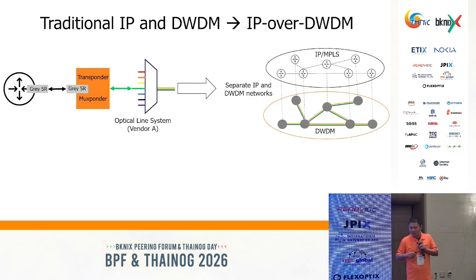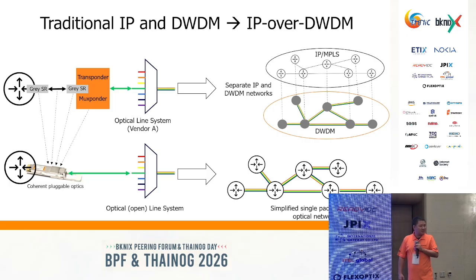So what's the promise? This is what we do typically at the moment, right? You have a very expensive piece of item called the transponder, which hands over a gray to your router or switch, and that's carried over your line system. So this is a typical multi-layer separate IP and underlying DWDM transport.